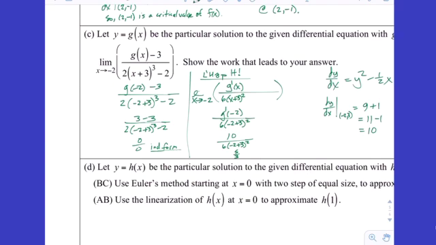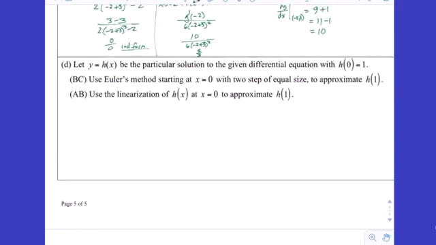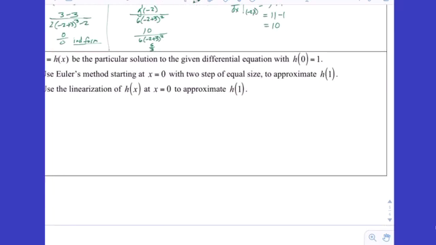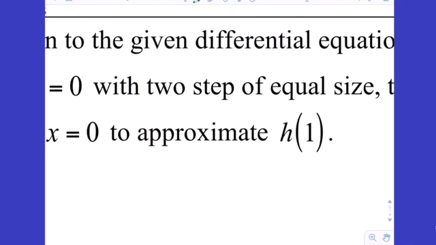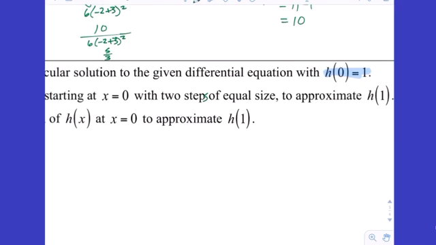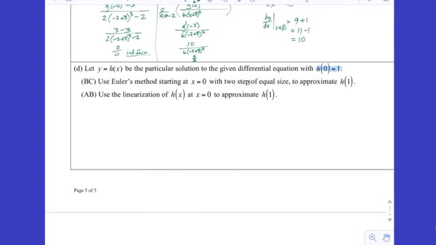Okay. Letter D. Let y equals h of x be a particular solution to the differential equation. We got all kinds of particular solutions: f, g, and now h. This one passes through the point (0, 1). Use Euler's method starting at x equals 0 with two steps of equal size to approximate h of 1. So that was the BC question.